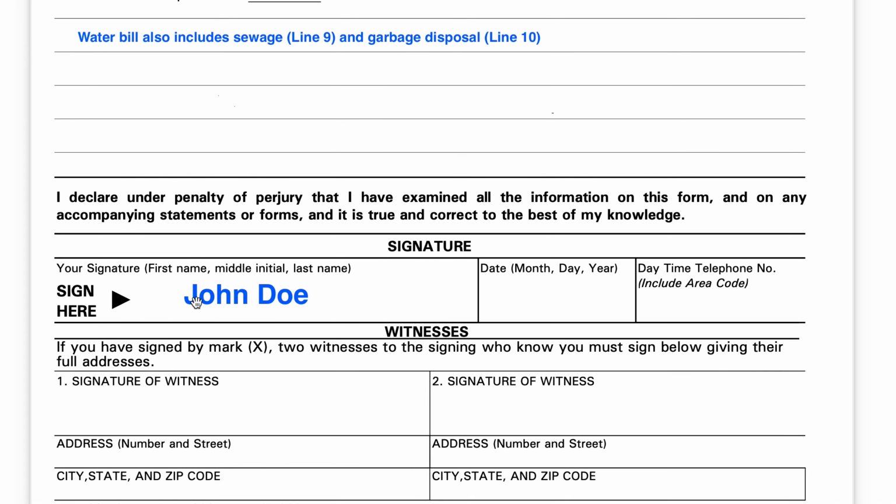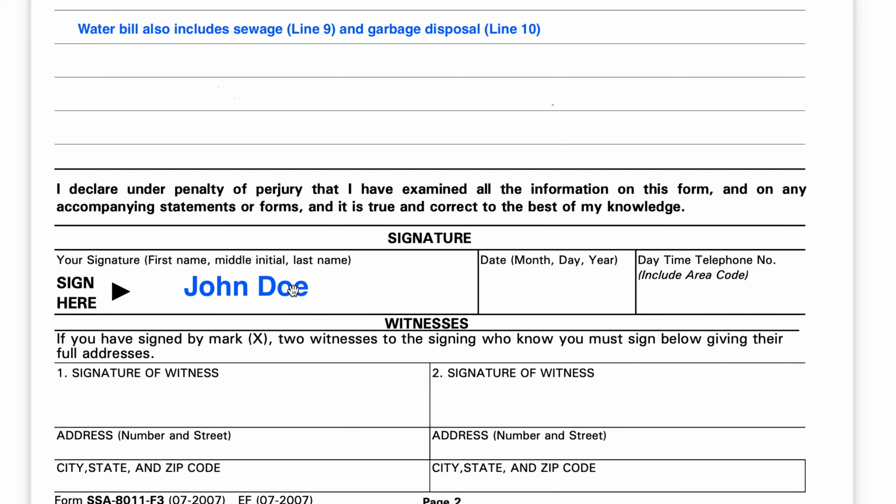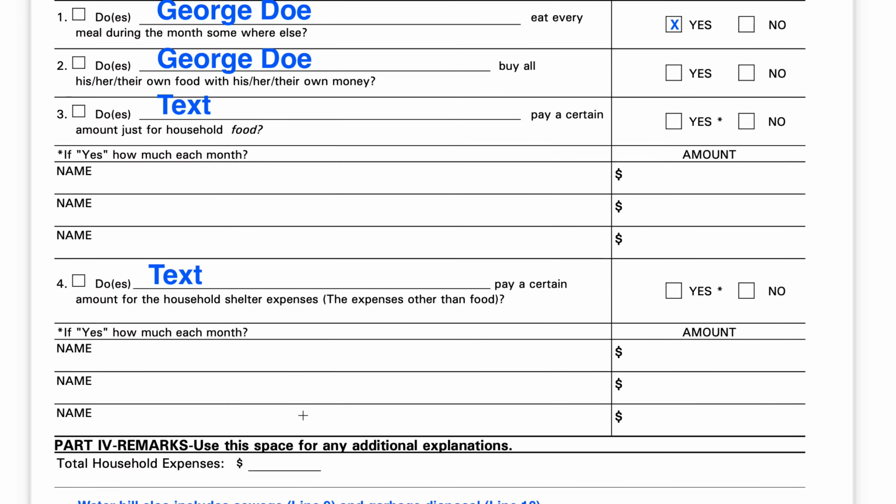And then you would sign here as the applicant, as the person providing the information, sign it, date it, and include a telephone number. And then if you sign with a mark, which according to the Social Security Administration is still a legal signature, then you would need to have 2 witnesses that know who you are or have verified your identity. They would sign and enter their full address here at the bottom of the form.